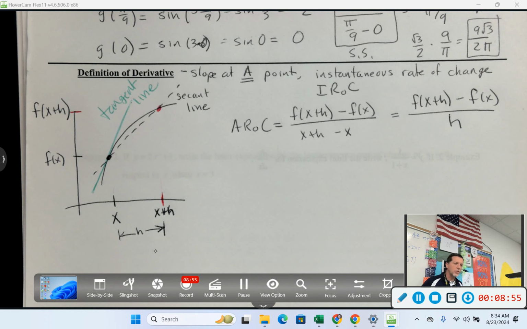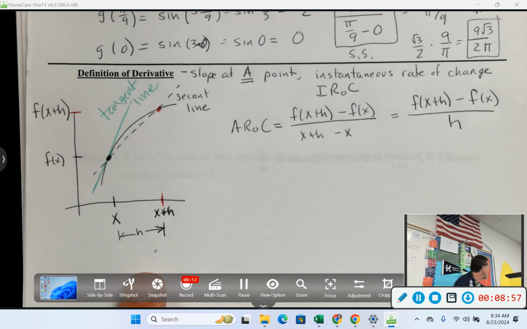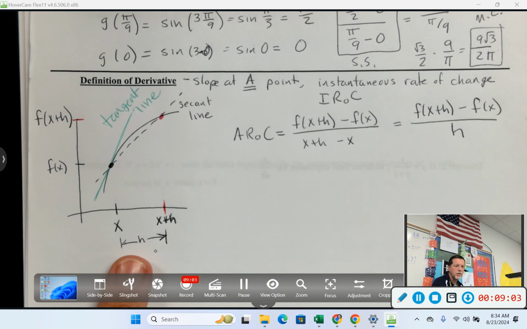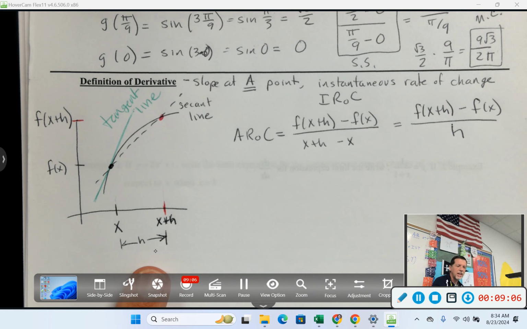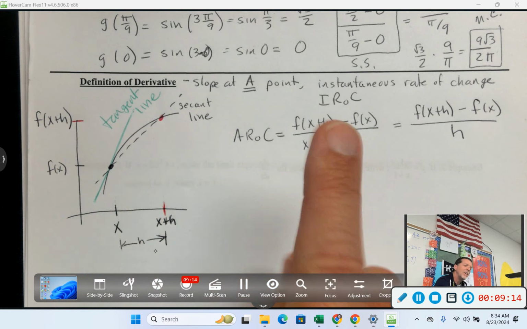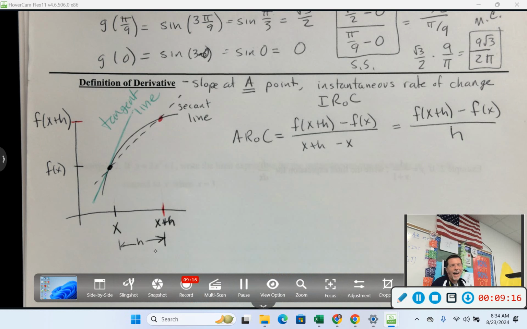So what could we do to this picture? And we may have talked briefly about this before. What could we do with h to make our secant line at least closer to the tangent line? Right now the secant line is kind of close to the tangent line, so the secant slope is kind of close to the tangent slope, but it's not super accurate. So what would be a better way to get that secant slope closer to the tangent slope? What could I do with h?